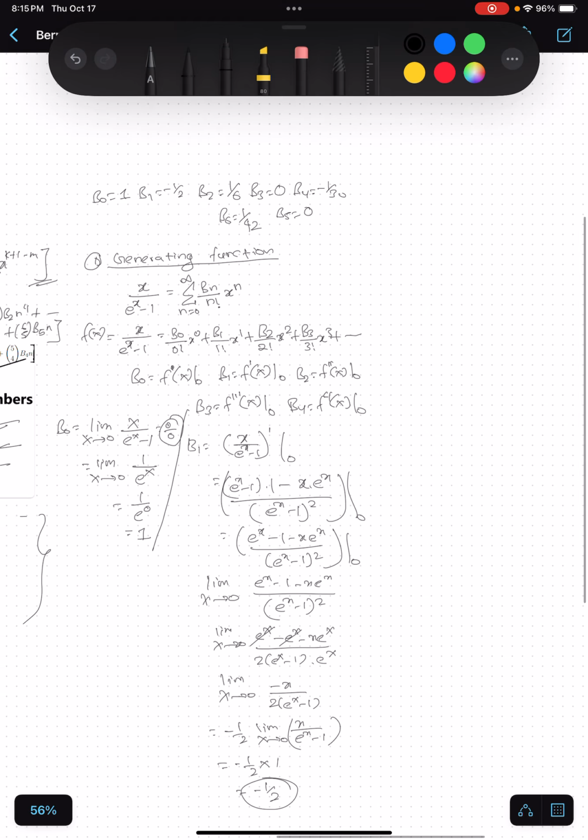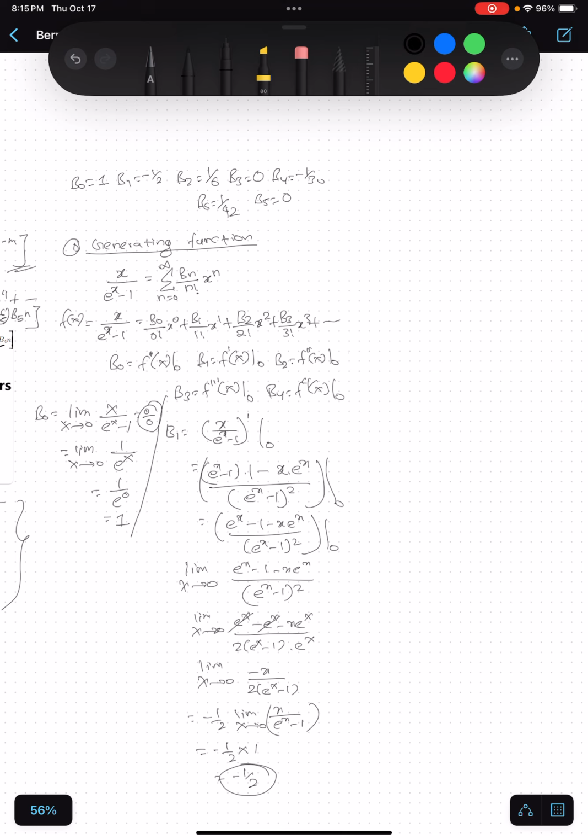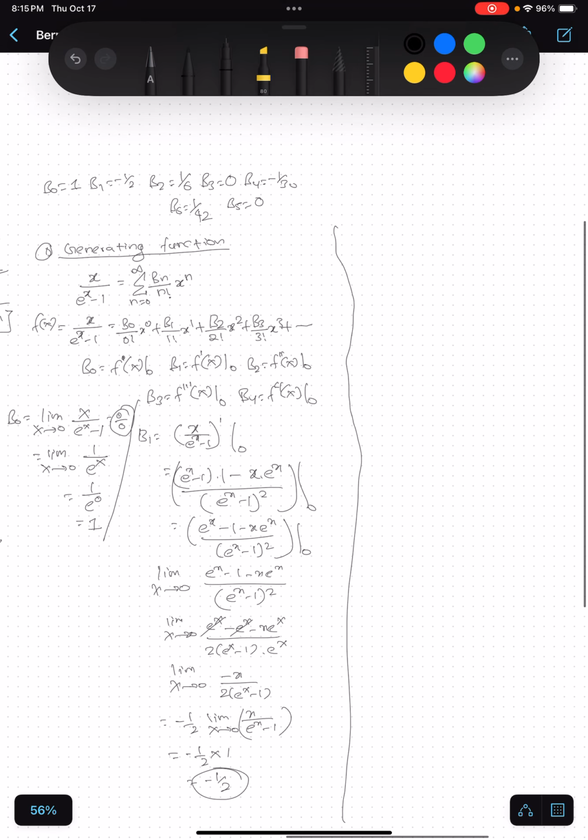Now you can check the remaining values by yourself. Just again differentiate this and evaluate at 0. That's a really easy task. Actually, that's a hard task, so I'm leaving it.